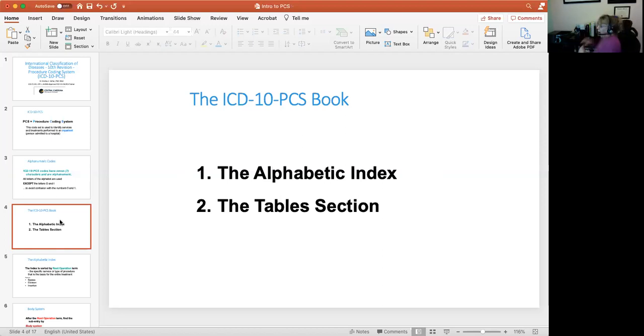Okay, it doesn't matter. The key point for you guys here is to learn how to use this code set properly. Okay? All right, so you will notice that it has two sections. It has the alphabetic index, which are all the procedures in the whole entire world that a hospital could ever do on a patient, except anesthesia. And it's by the words in alphabetical order. Okay, that makes sense.